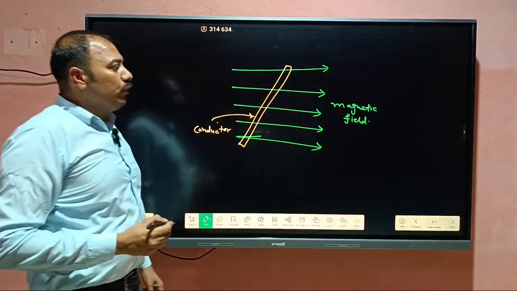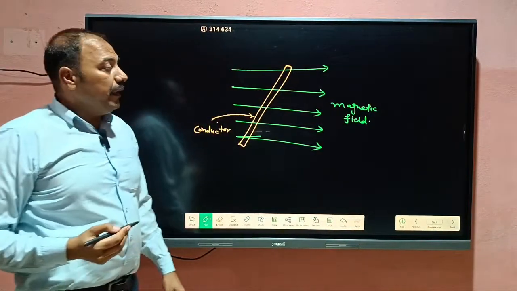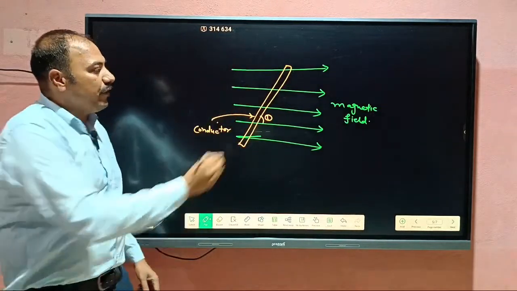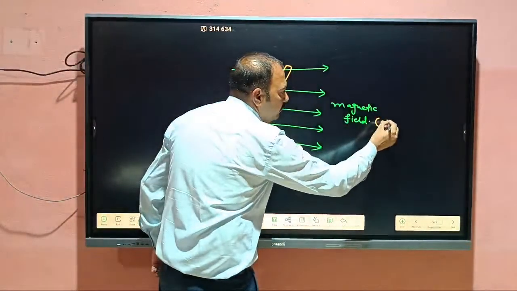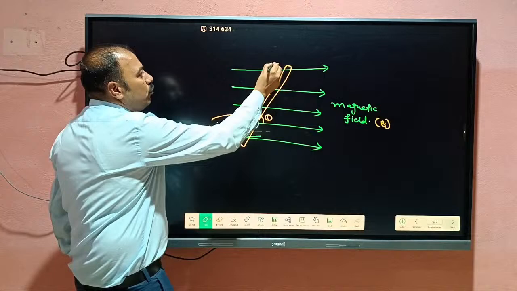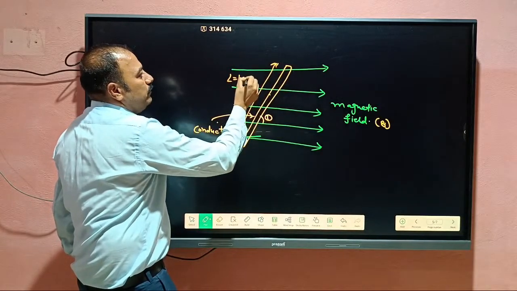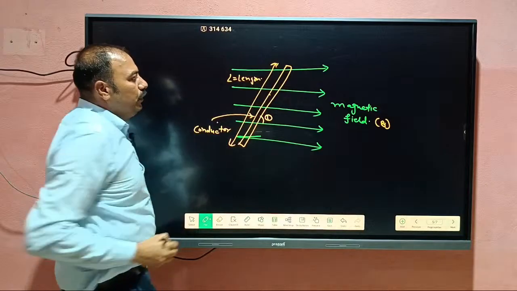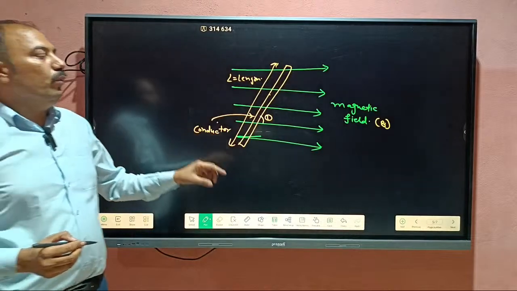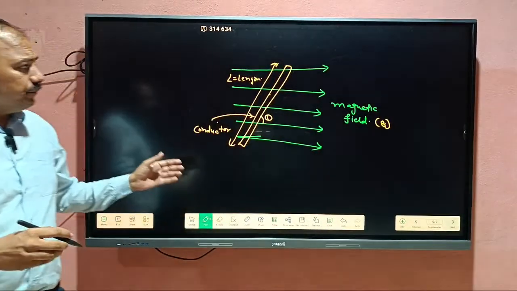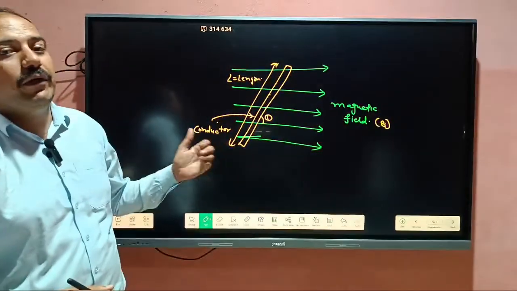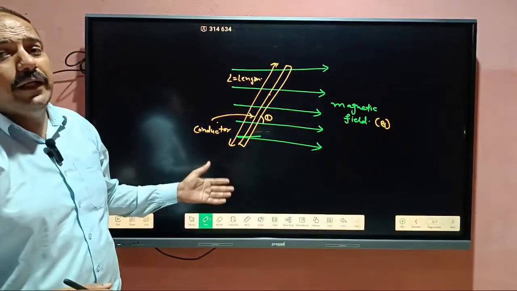This depends upon the polarity of the magnetic field. Second, it depends upon the angle. For example, this is the angle, known as theta, between the magnetic field B and the length of the conductor L. So when we place a conductor in a magnetic field, it experiences a force due to the magnetic field. Next, the force experienced by a charged particle in a magnetic field and other applications we will learn in the next lecture.